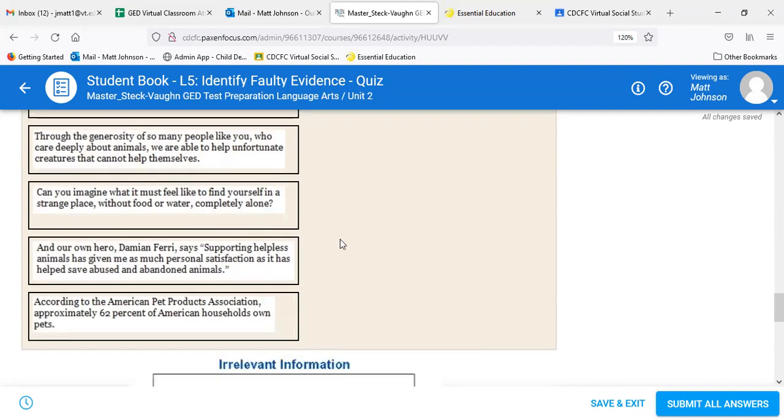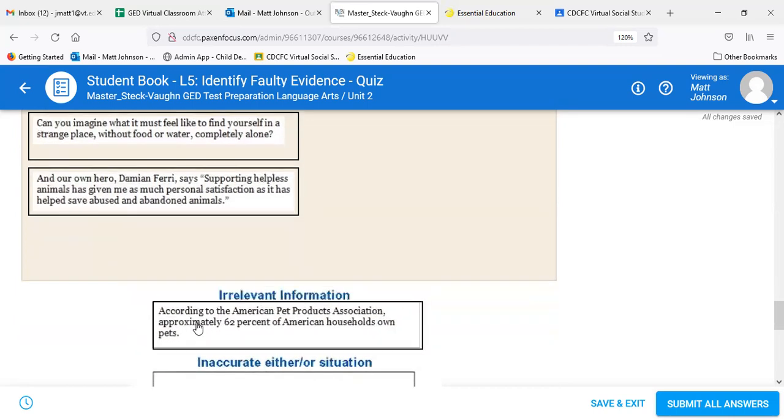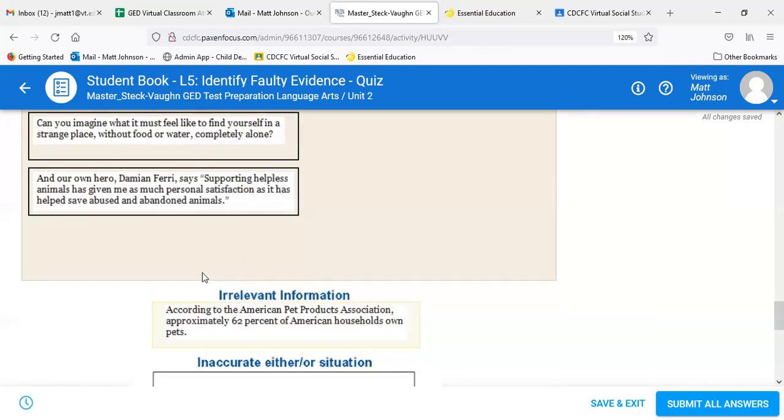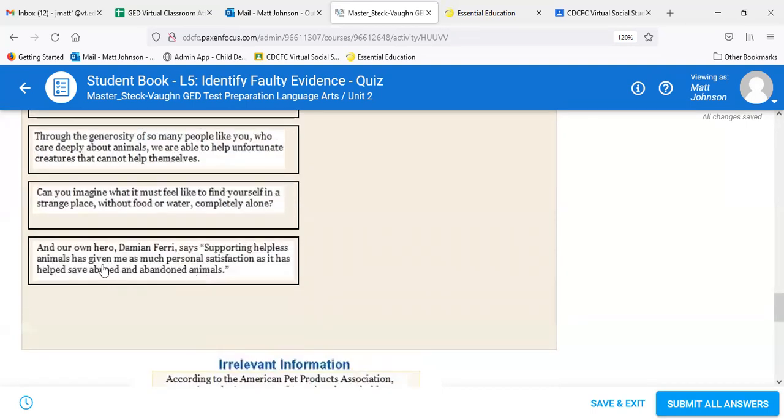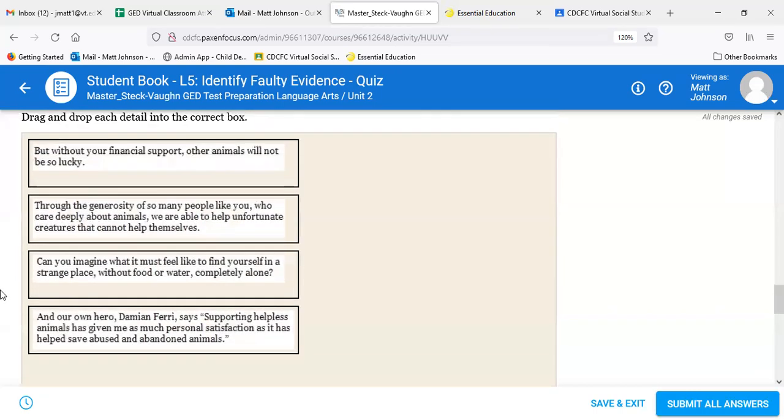According to the American Pet Products Association, approximately 60% of American households own pets. Right. That's not really relevant here. That statistic doesn't really add up to what this is. And then inaccurate, either-or. So what is the either-or statement here? Either-or situations.